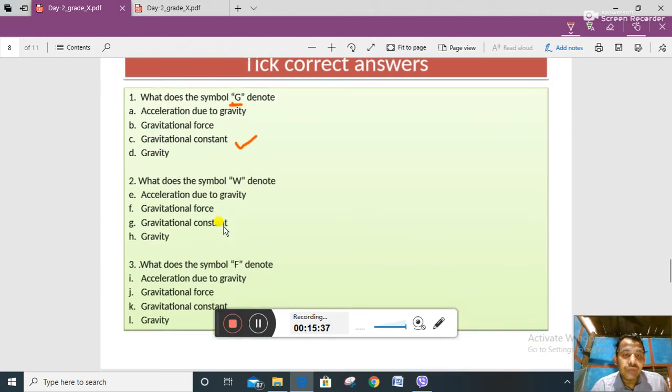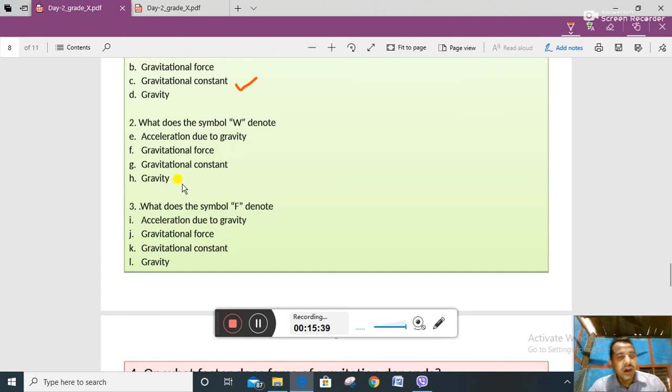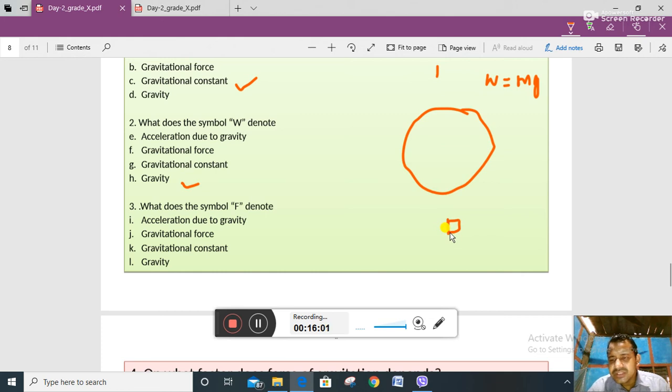Now second, what does W mean? W means gravity. Also you should know that if this is earth and here is a 10 kg mass, we can say weight equals mg. Don't forget to write that one. Weight equals mg. Because in the next lecture you need that one.